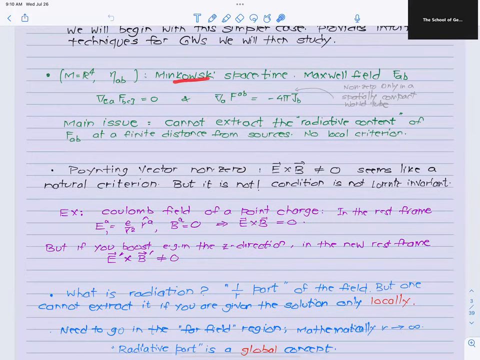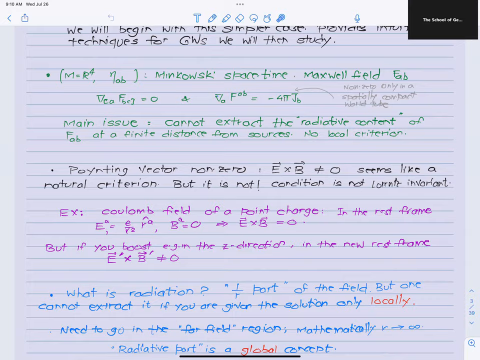So we begin with Minkowski spacetime with metric eta_ab, and the Maxwell equations up here, which assume that the sources are smooth and have support on a spatially compact world tube. So they don't go out to infinity, the charge sources that I've got up here. The Maxwell field, of course, goes out to infinity. And the main issue is that we cannot really extract the radiative content of a Maxwell field F_ab at a finite distance from the sources. There is no local criterion to say that we have got radiation or we don't have radiation.